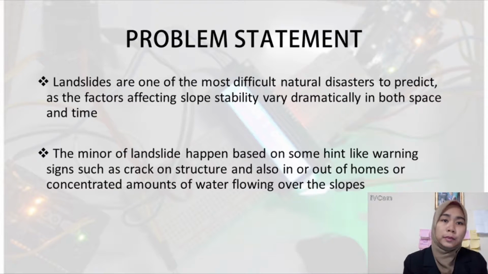The problem statement for this project is, as we know, landslides are one of the most difficult natural disasters to predict. And then, a minor landslide happens based on some hints like warning signs such as cracks on structures and also the concentrated amount of water flowing over the slopes.